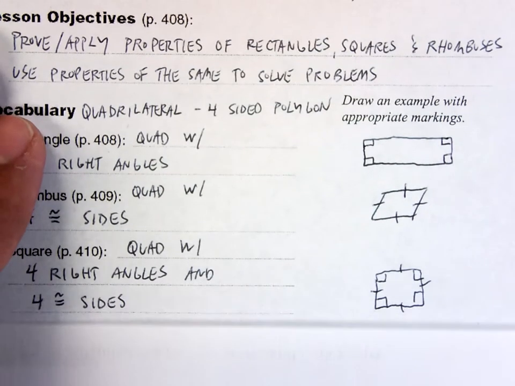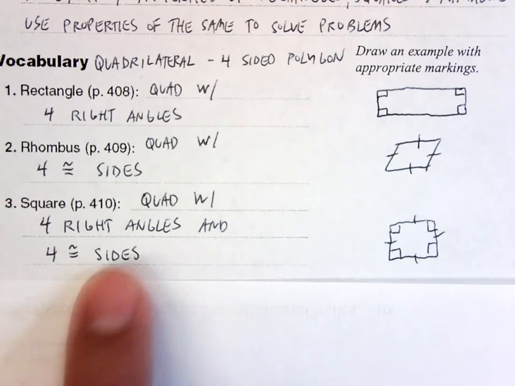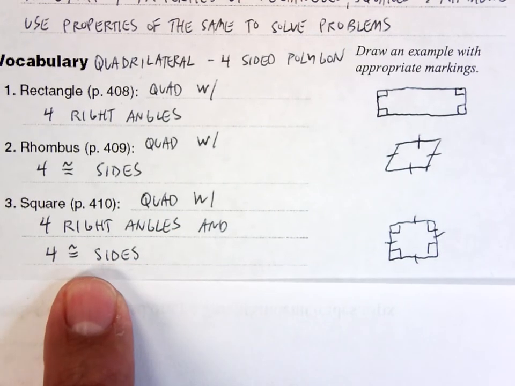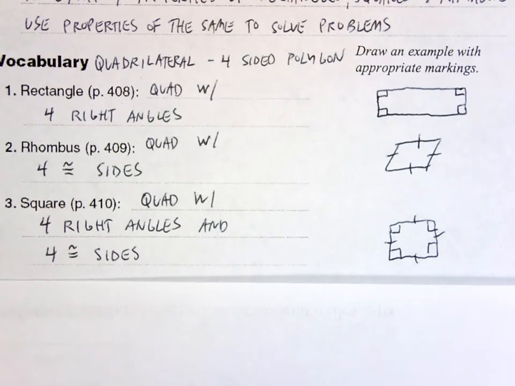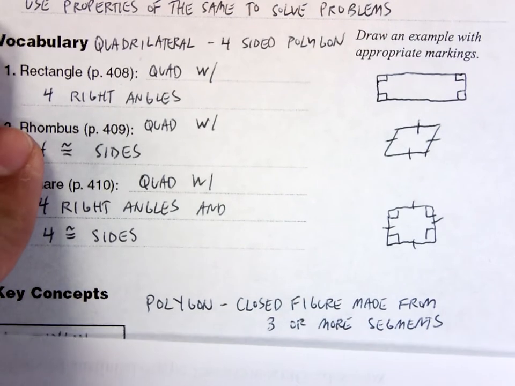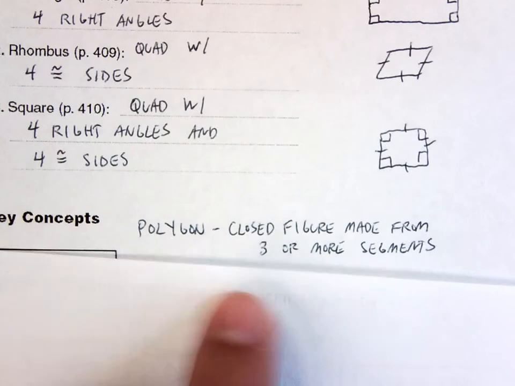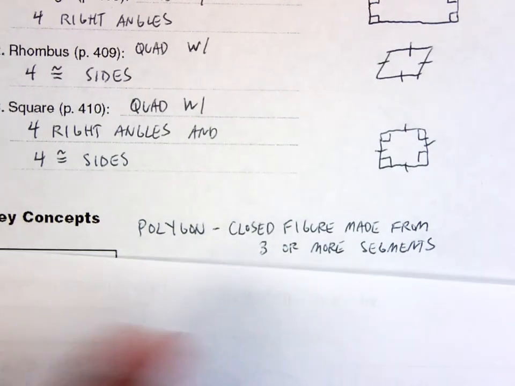A square is a quadrilateral with four right angles and four congruent sides. So it must have four right angles and all my sides must be the same. And there's my picture. Before we get into the stuff down below, reminder, what is a polygon? It is a closed figure made from three or more segments.